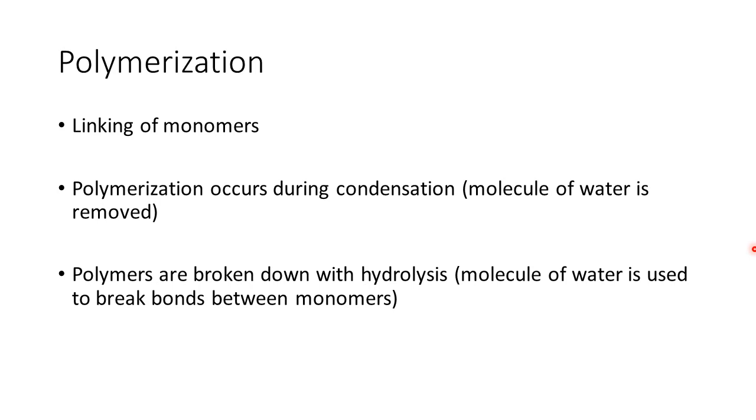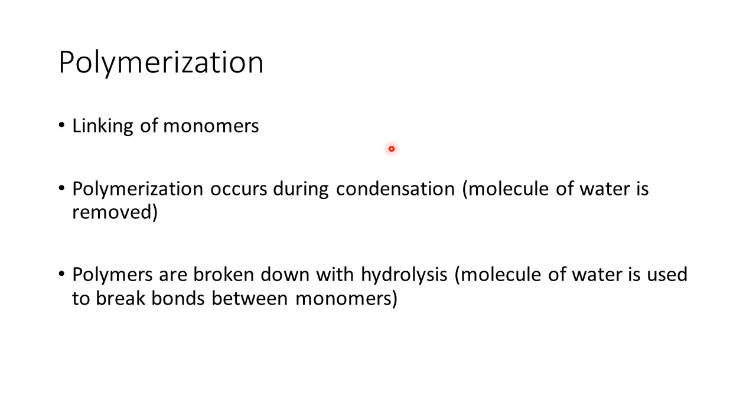The process of linking monomers to make a macromolecule is called polymerization, because a polymer is many monomers, poly meaning many. So polymerization is the process of putting those polymers together. And when we make a bigger chain of things, that happens during a process called condensation. When condensation happens, a molecule of water is removed from the equation. On the next slide, I believe, we're going to see a picture of what happens with polymerization.